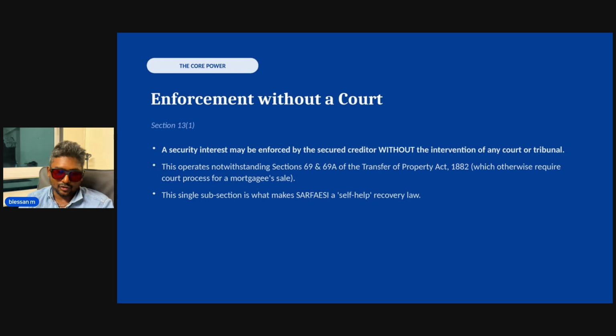Of course, mortgage is not the only aspect in SARFAESI, but nevertheless, that is the most important security, that is mortgage of an immovable property. Of course, there are other movable properties like book debts, receivables, car, plant and machinery, but mortgage is seen as a primary security by the banks or financial institutions.